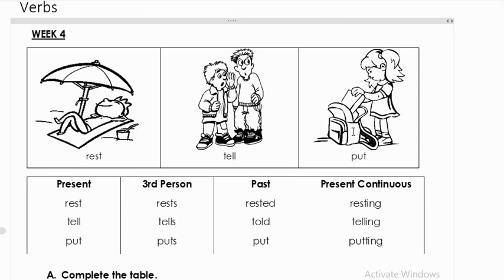And the last one, put. Put. We use this verb, put, when we want to move or place something in a particular or a specific position. For example, I'm putting my school supplies in my backpack.